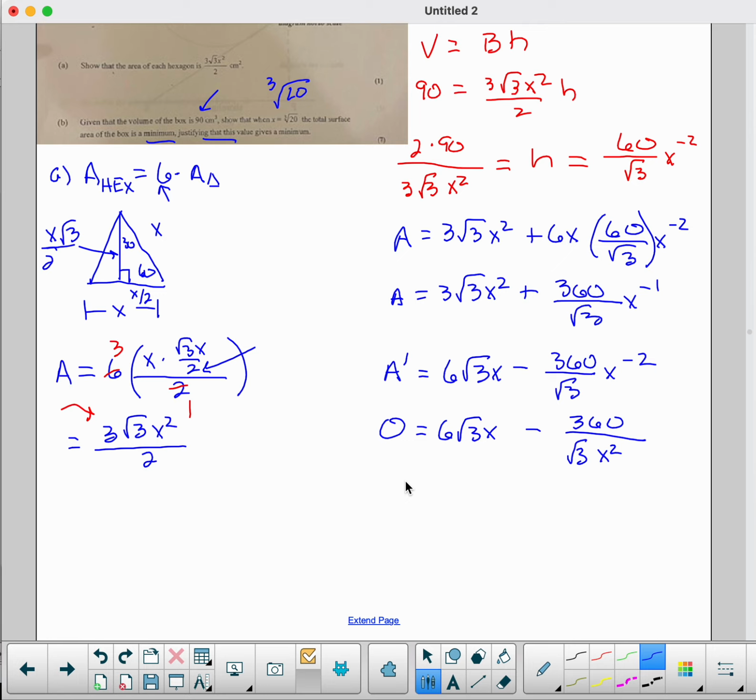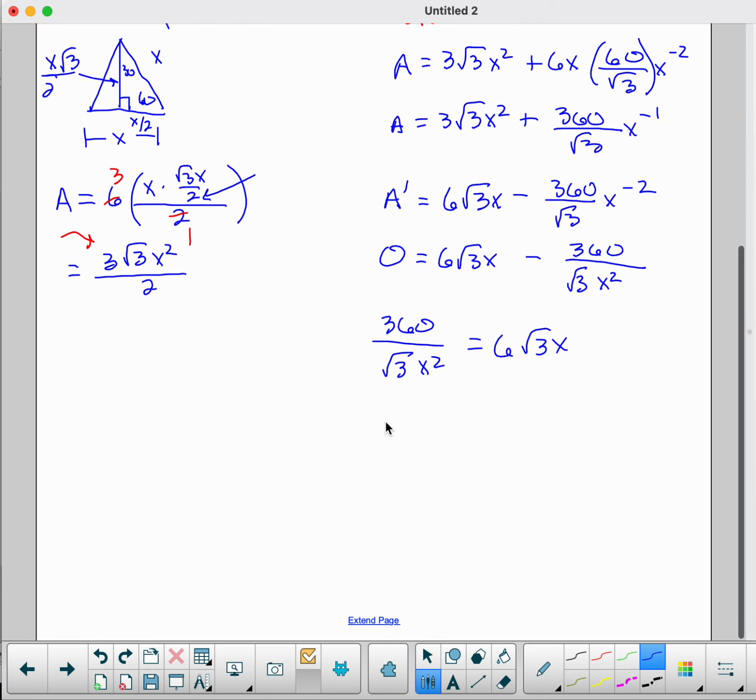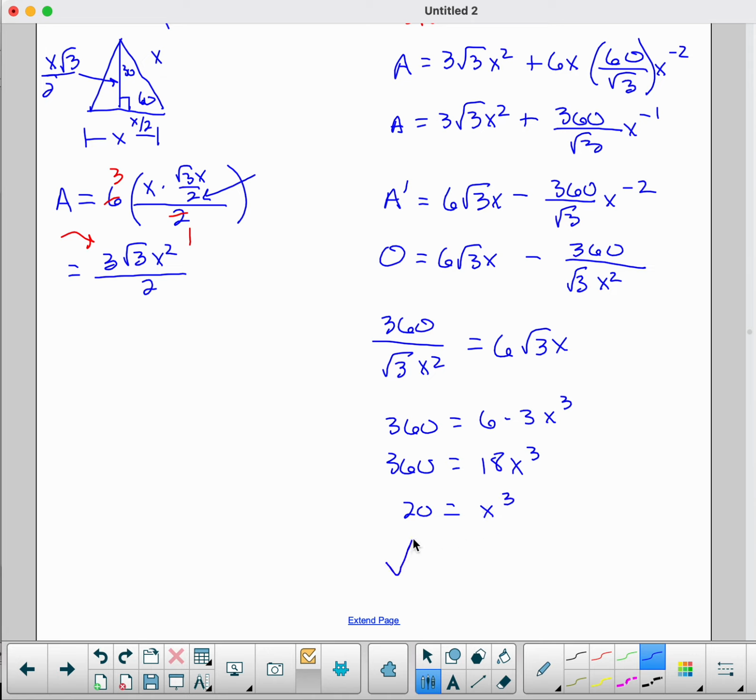Okay. So now solving, we get 360 over root 3 x squared equals 6 root 3 x. If I multiply both sides by root 3 x squared, I get 360 equals 6 root 3 times root 3, which is 3, and x squared times x is x cubed. 360 equals 18x cubed. Divide by 18, and we get 20 equals x cubed. So our critical point is cube root 20, if you recall.